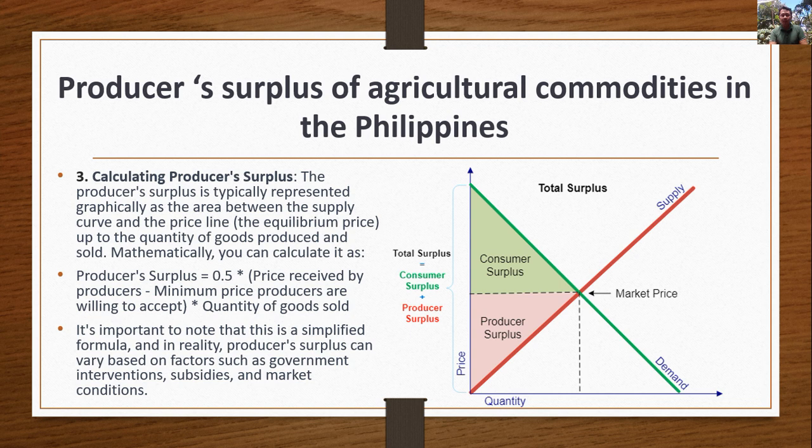It is important to note that this is a simplified formula, and in reality, producer's surplus can vary based on factors such as government interventions, subsidies, and market conditions. So, in order for us to have an idea how the prices are being calculated.